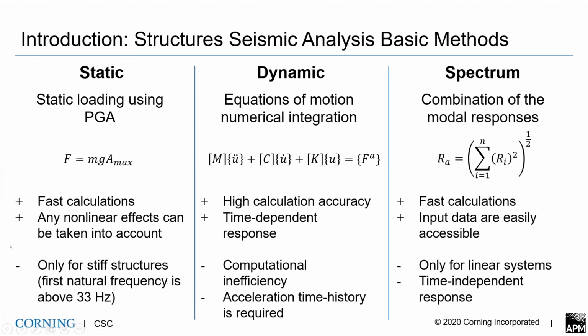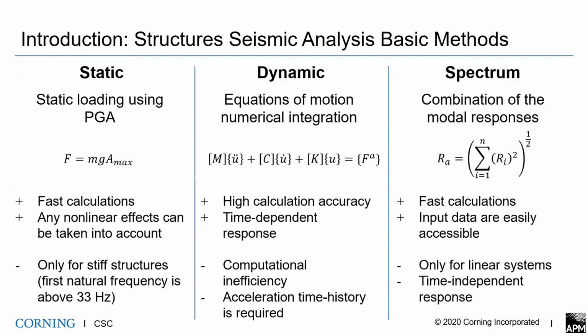A huge drawback of this method is that it's applicable only for stiff structures, because of course it doesn't include any dynamic effects. In most cases, we can consider a structure stiff and applicable for equivalent static analysis when the first natural frequency of the structure is above 33 Hertz approximately, because in most cases the major frequency of an earthquake accelerogram is below this value.